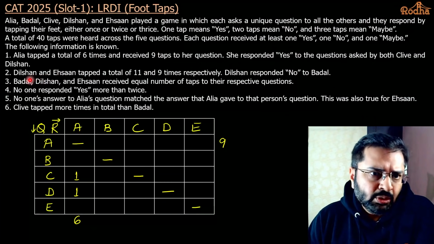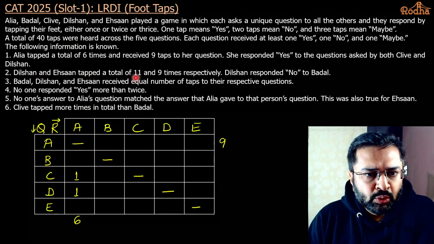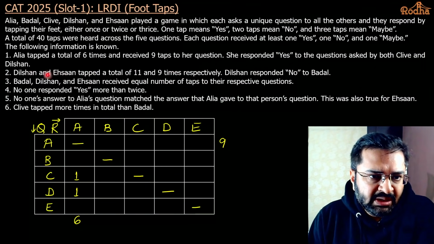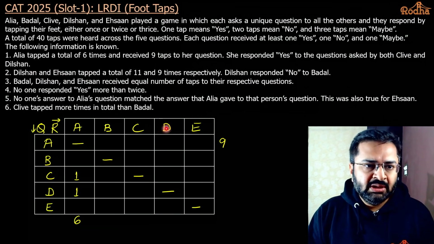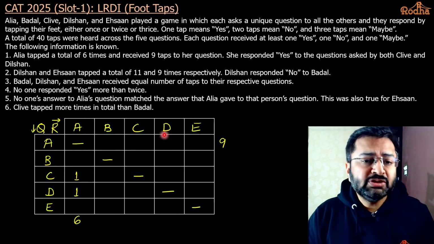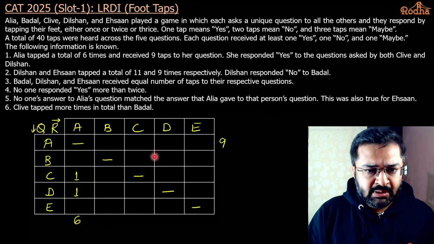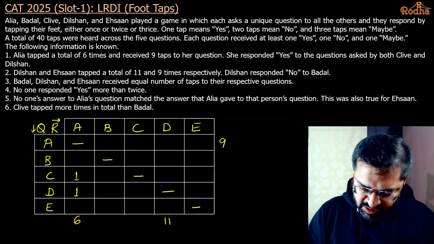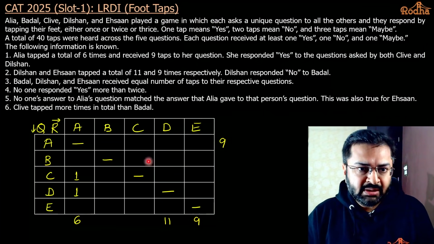D and E, I'll not use their full names now. Tapped a total of 11 and 9 times respectively. Can just put it directly here. D and E. So D is this. When would they tap? When they're responding, right? So D and E, 11 and 9 times. This would be 11 and this would be 9, right?